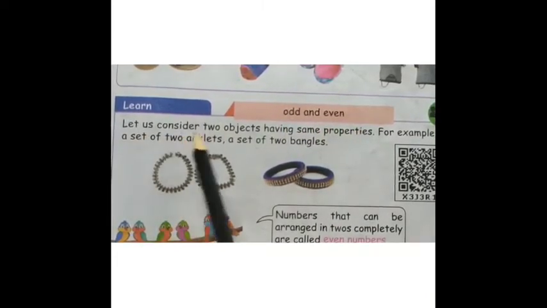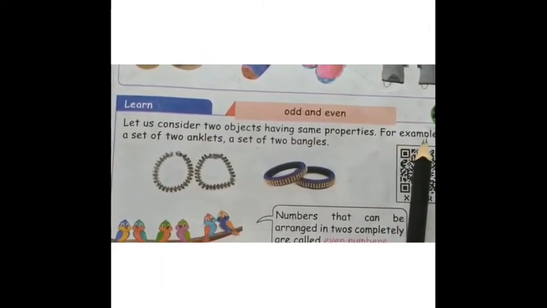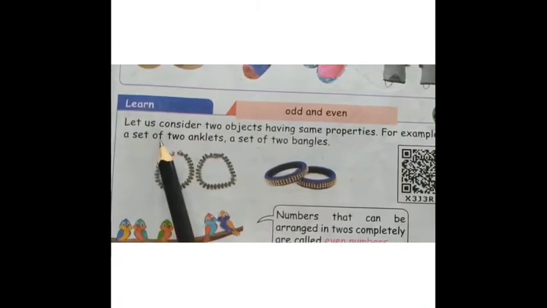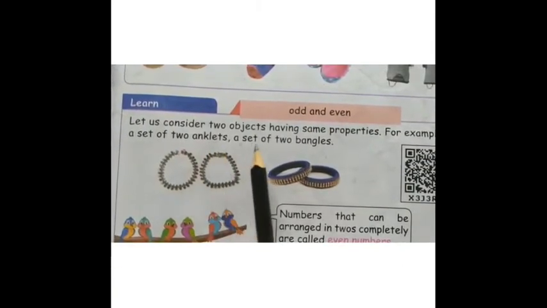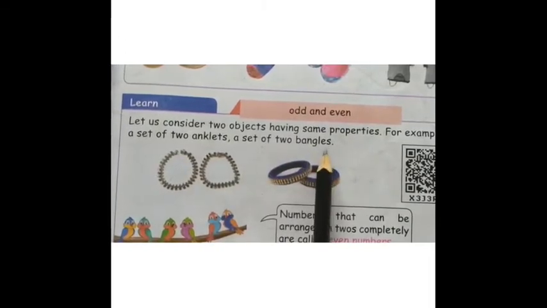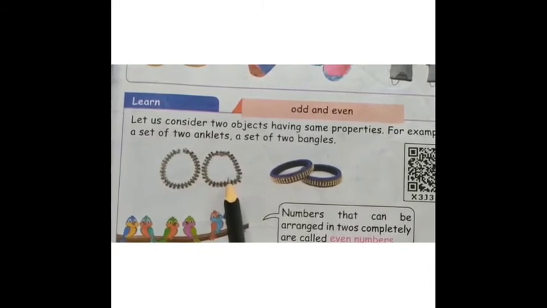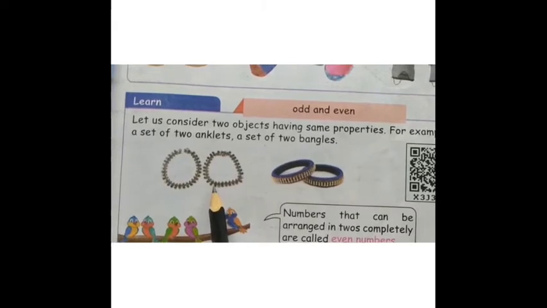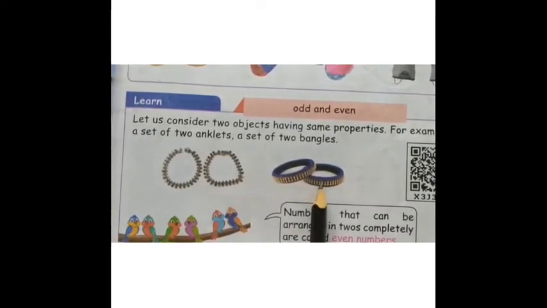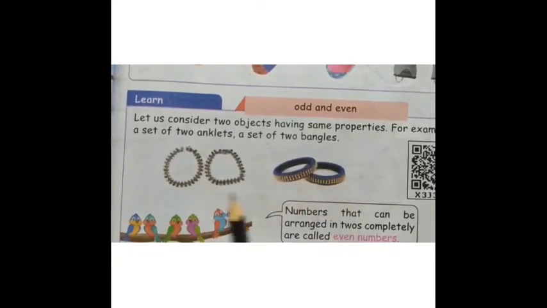Let us consider two objects having same properties. For example, a set of two anklets. Anklets means golusu. A set of two bangles. Here, two objects have same properties. Two similar anklets have same properties. Two similar bangles have same properties. So, both the objects have same properties.